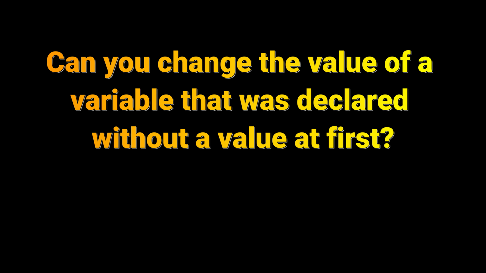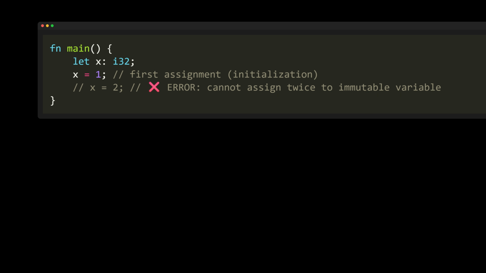Question: can you change the value of a variable that was declared without a value at first? No, you cannot change it. In Rust, you can declare a variable without giving it a value right away. But once you give it a value for the first time, you cannot change it later, unless you make the variable mutable. If you try to assign a new value to the same variable, Rust will stop you with an error, because variables are immutable by default.